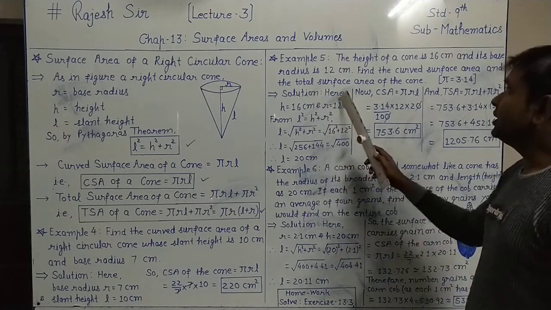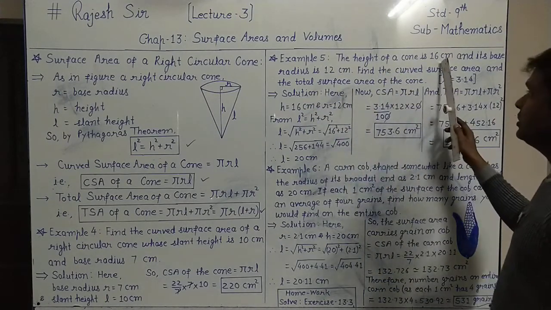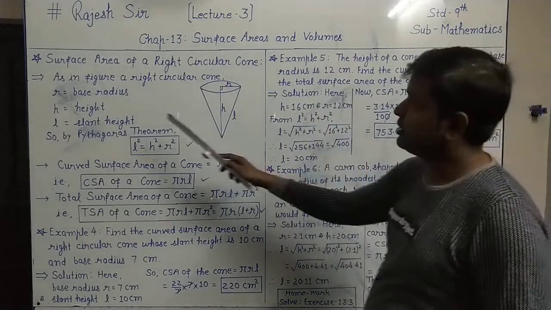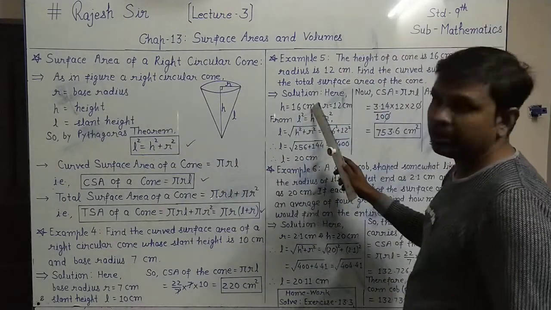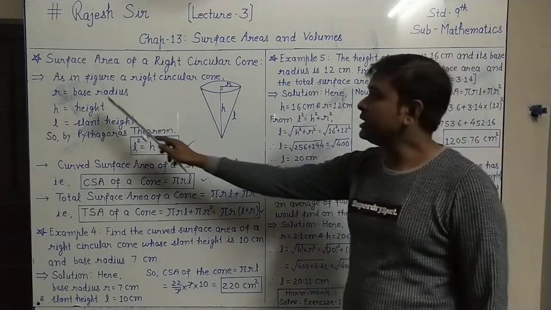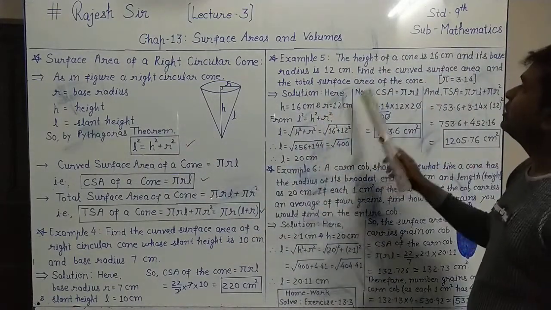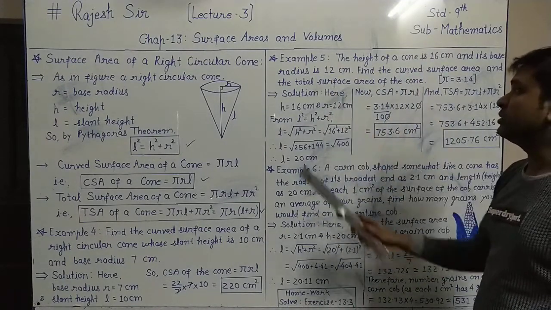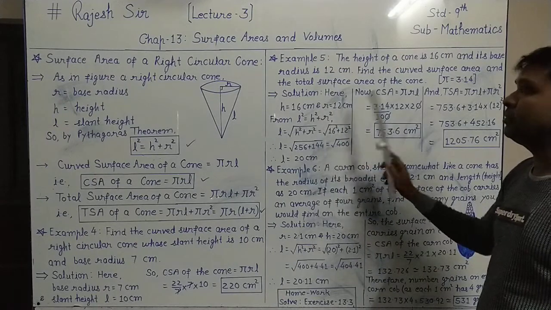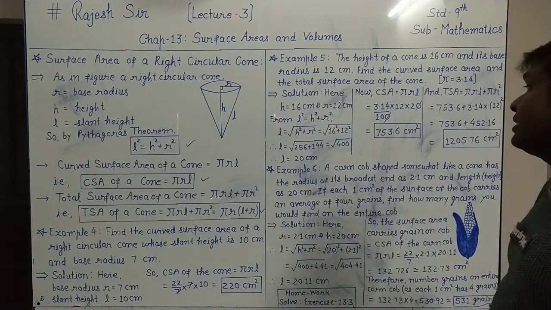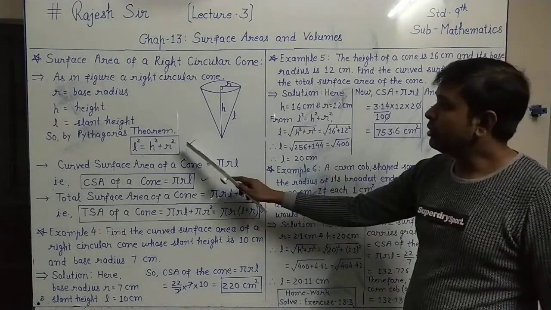So in the solution, the height of the cone is noted as h, which is 16 centimeter, given. And its base radius is r, so r equals 12. So two quantities are given here, the height and the radius: h equals 16 and radius r equals 12 centimeter. The slant height is not given, so we can find the slant height by using this formula.